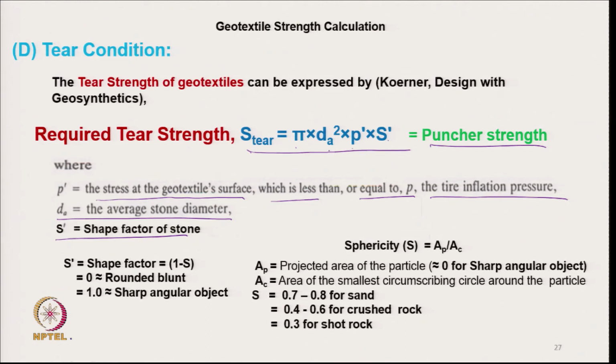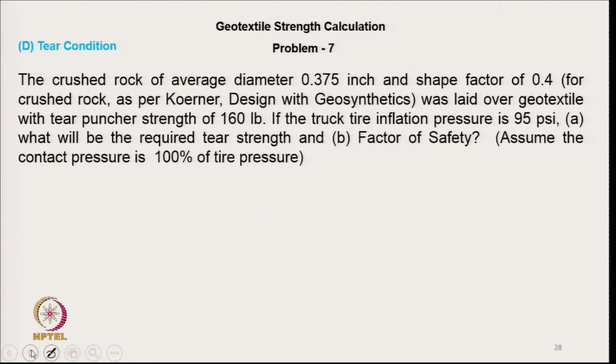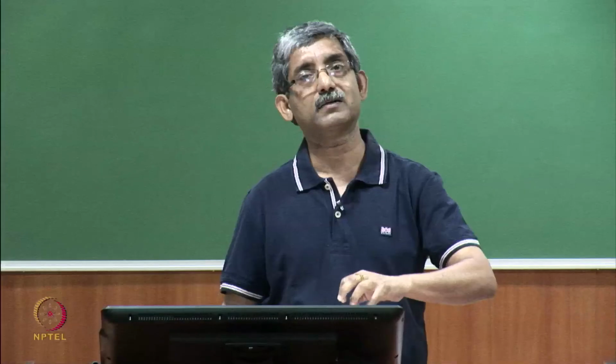These are the parameters which have already been explained. Sphericity is AP by AC. The same shape factor we can use here. Now, let us try to solve the equation. It may be asked as the puncture strength, or sometimes it can be asked as the tear strength.